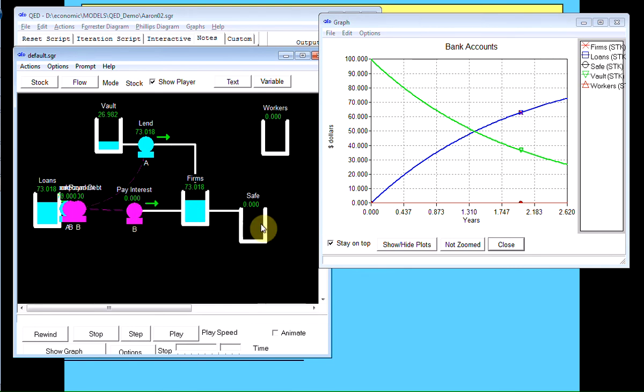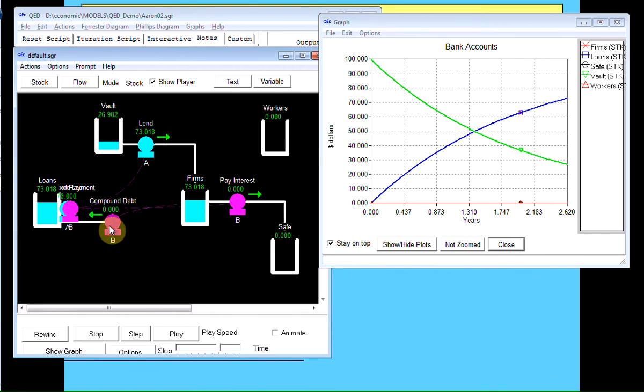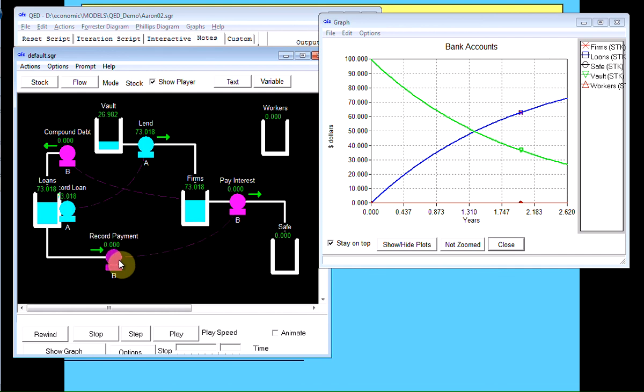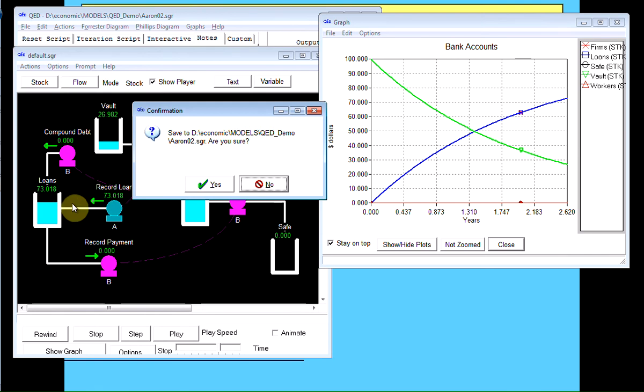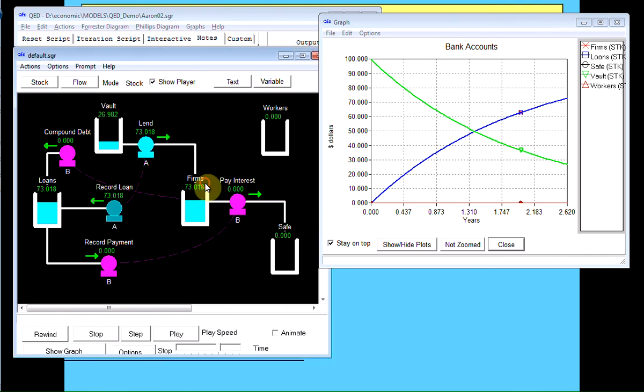Now that the safes are now connected, as you can see, there's payment of interest. There's compounding the debt. That's recording the payment, and that's recording the loan in the first instance. I could make it neater than that, but that's just to make the flows more obvious. So we now save that and play that and see what happens.